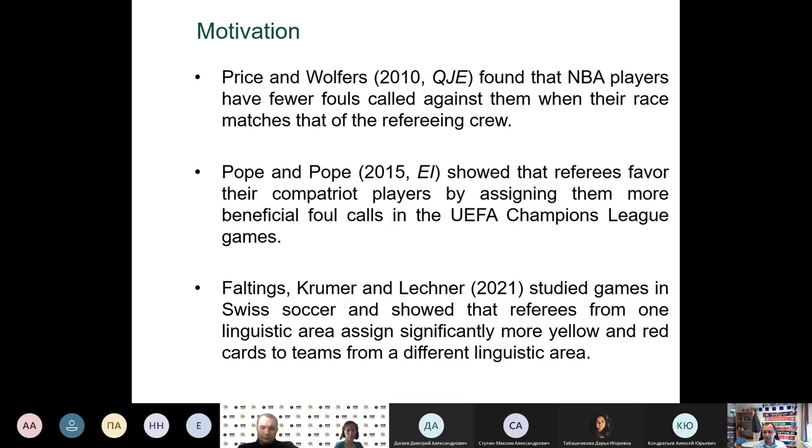And recently, me and my co-authors from Switzerland studied games in Swiss soccer, and we showed that referees, you know, in Switzerland there are 3 or 4 linguistic areas. We found that referees from one linguistic area assigned significantly more yellow cards against teams from a different linguistic area. And why is sports a good setting? Because everything is observable. You just ask the right question.